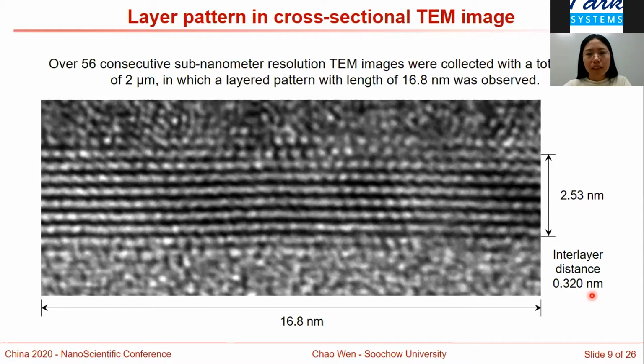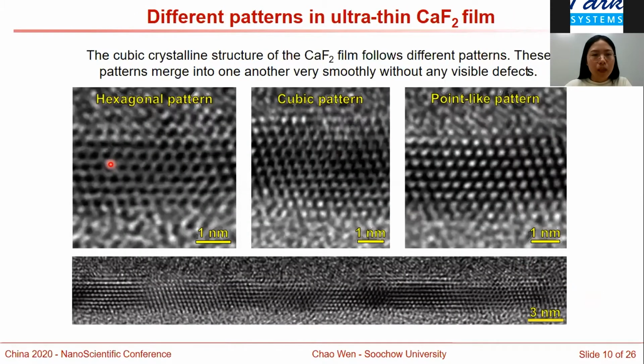And next, when we zoom in, we could find different patterns. First, we have the hexagonal pattern, second, the cubic pattern, and third, the point-like pattern. The existence of these different patterns is related to the angle of crystal orientation with respect to the electron beam in the TEM. And very interestingly, these patterns merge into one another very smoothly without any visible defects.